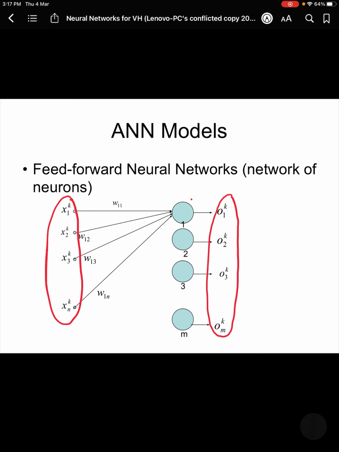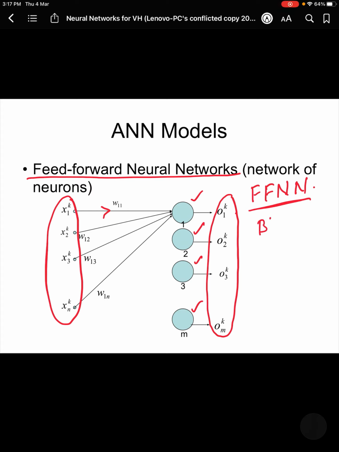Okay, so now we can have that many number of neurons output, and that is what the structure of a neural network is. This kind of neural network is called a feed forward neural network, or FFNN. Basically, the input is fed in and finally the output comes out over here. That is what feed forward means here.